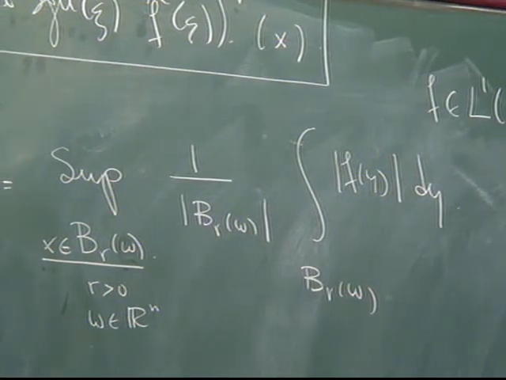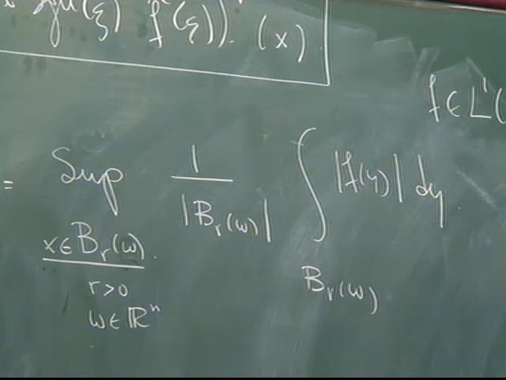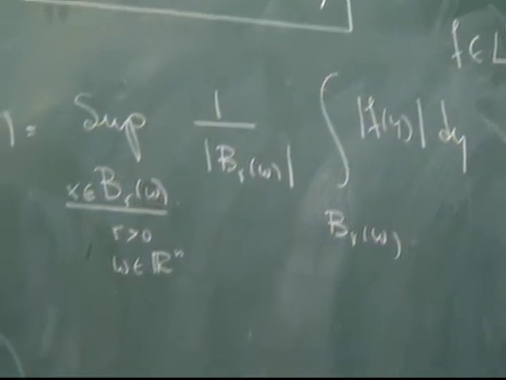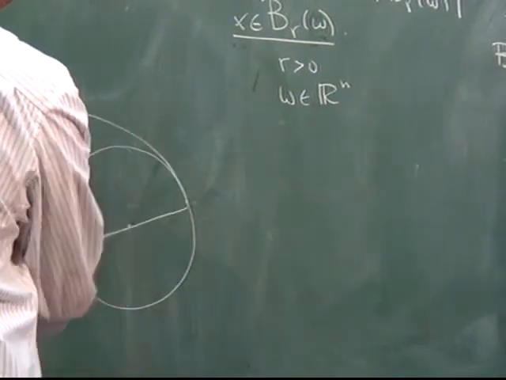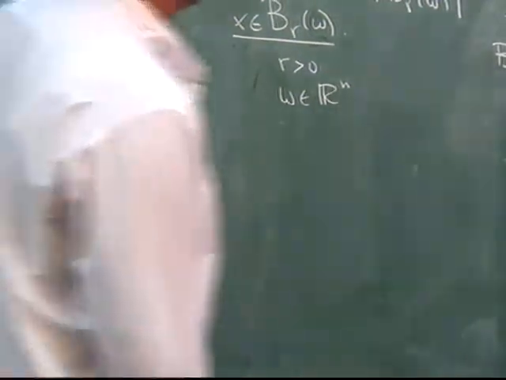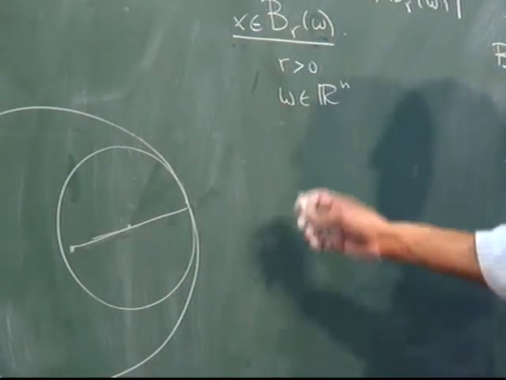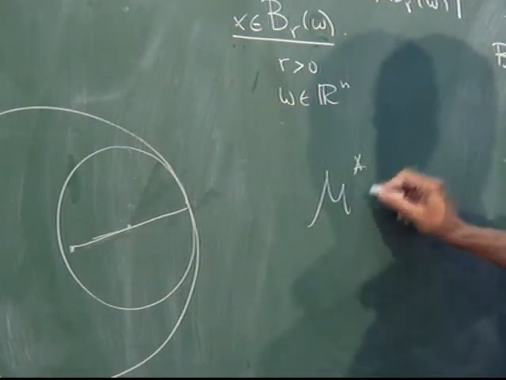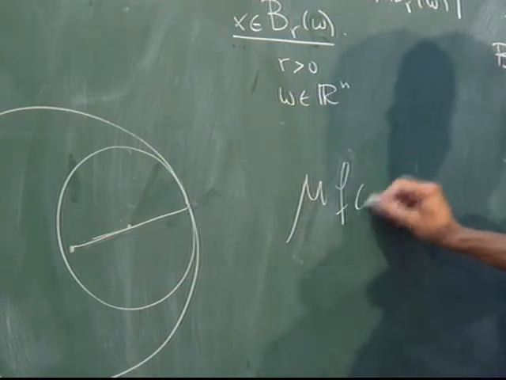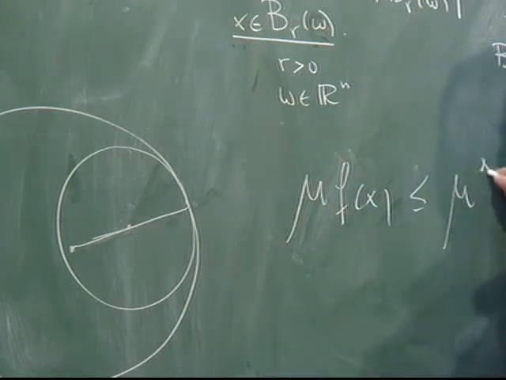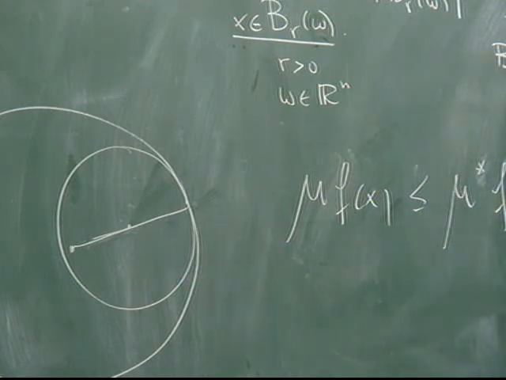Because suppose that you take this ball and you are here. Okay? Then this is the radius of this ball. You take now, then you have this, M of f of x is less than M star of f of x, and is less than some constant that depends on the dimension n times M of f of x.